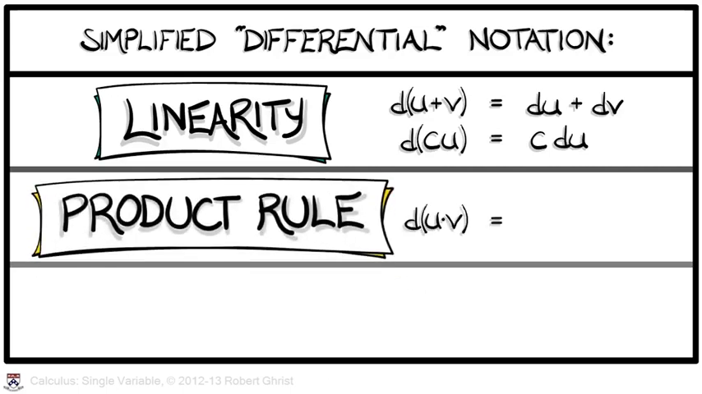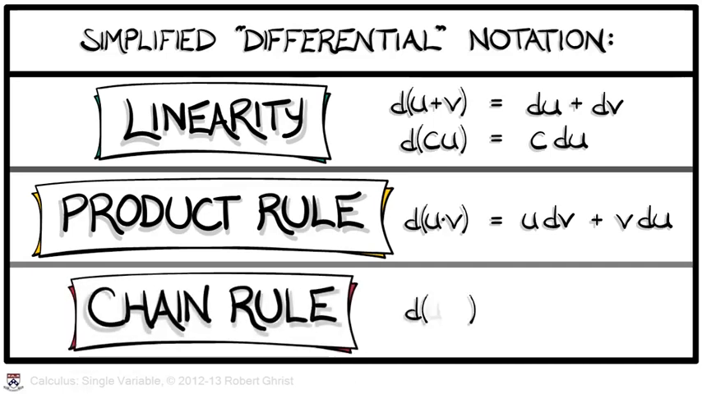The second rule, the product rule, states that the derivative of the product of two functions, u and v, is u times the derivative of v plus v times the derivative of u. Lastly, and perhaps most importantly, the chain rule states that the derivative of a composition of two functions is the product of the individual derivatives. We'll have some more to say about that in a moment.